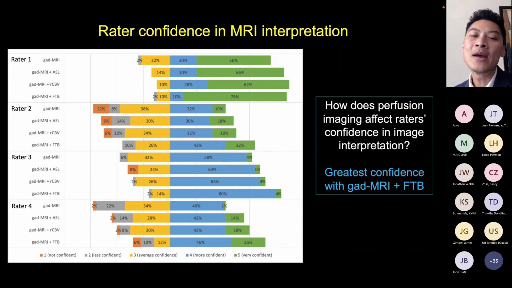We also looked at rater confidence in MRI interpretation. So how does the addition of perfusion imaging affect a rater's confidence in image interpretation? We asked each rater to score on a Likert-based score from 1 to 5, 1 being not confident, 5 being very confident. As you can see, for each rater, the greatest confidence in MRI interpretation was from GAD MRI with FTB. And of course, not surprisingly, the lowest confidence was with just pure GAD MRI.